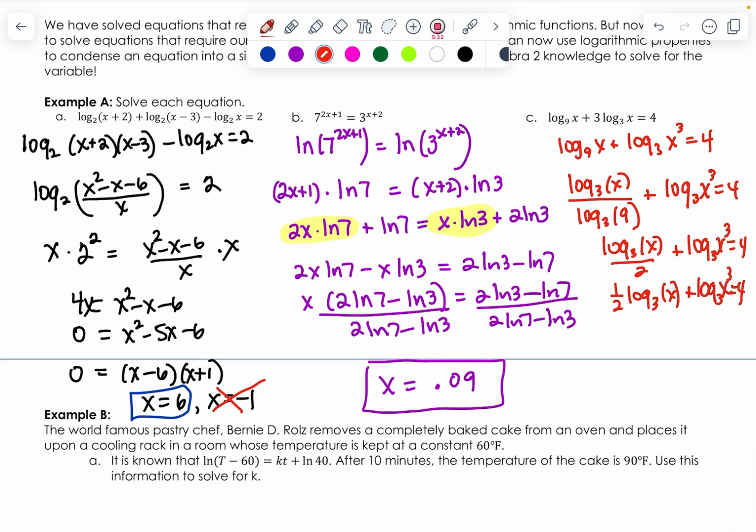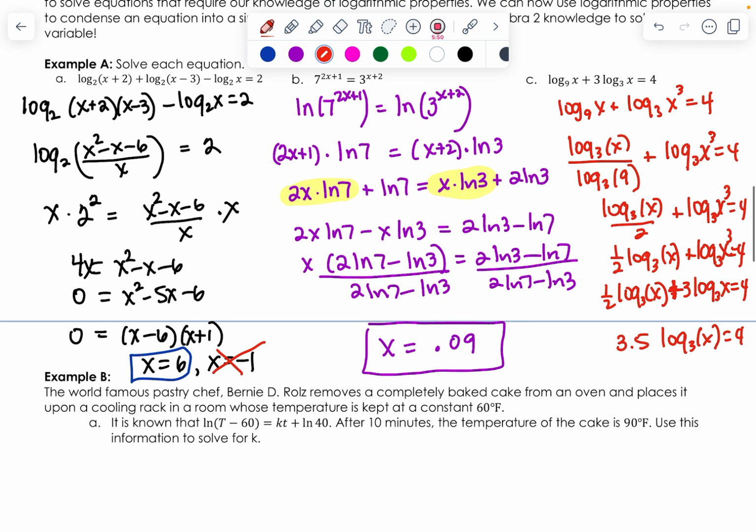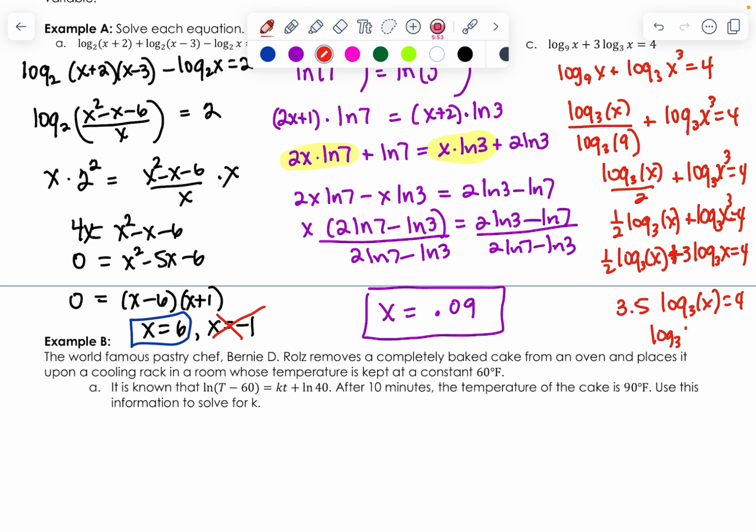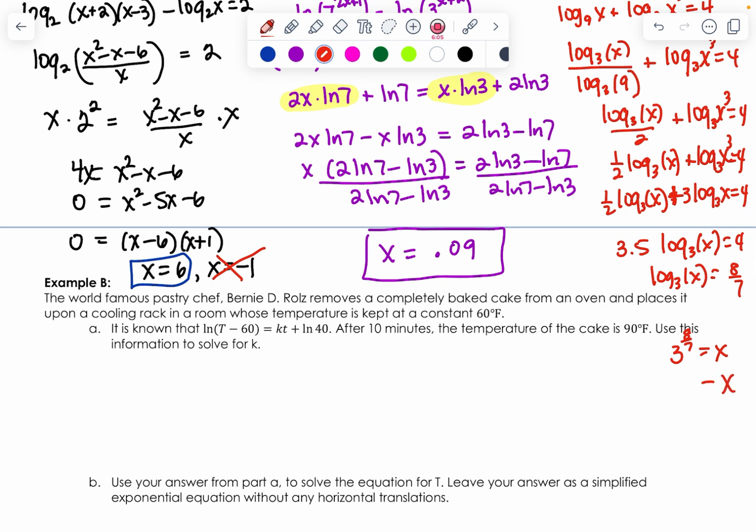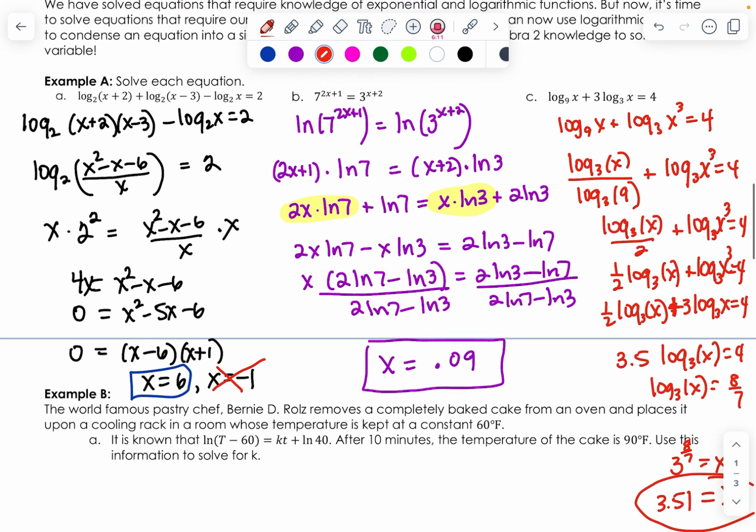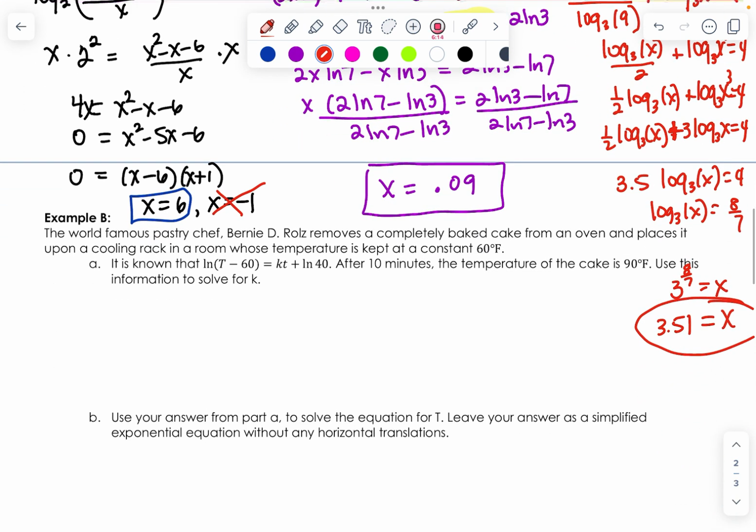So, you know what I might actually do here is if I bring that 3 back down, do you see I can take 1/2 plus 3, which is 3.5 log base 3 of x. If I divide both sides by 3.5, that's actually 8/7. Then I can do 3 to the 8/7 power is x. I could leave it like that, that's super ugly, or do the decimal. I do a quick check and 3.51 works.